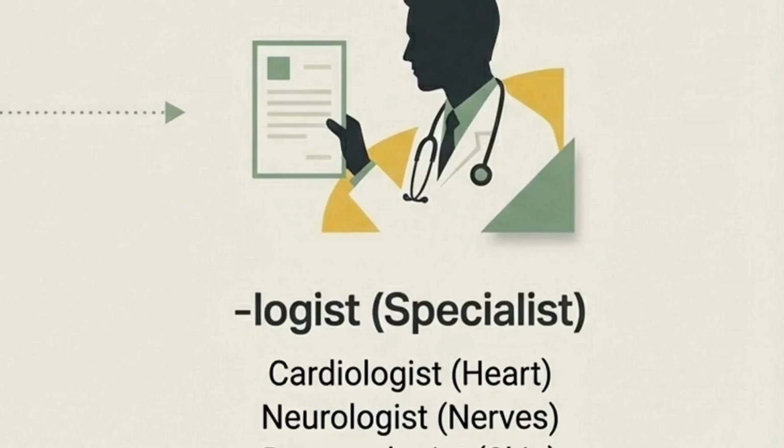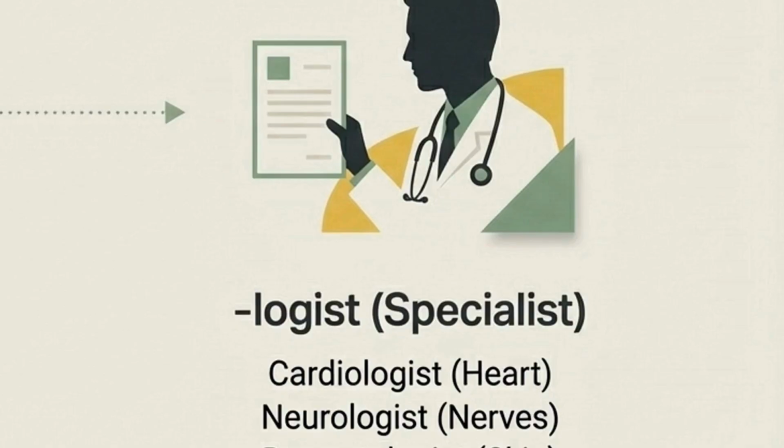The final and the last one is logist, okay? And this is also an easy one to remember. If we say dermatologist, that is the specialist who specializes in dermatology. If we say someone who specializes in the nervous system, that would be a neurologist, right? Someone specializing in the heart condition, that would be cardiologist, okay?